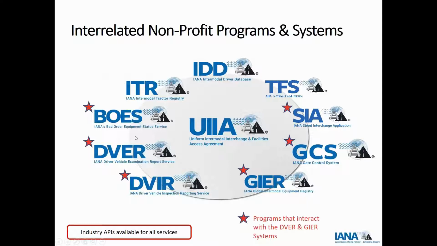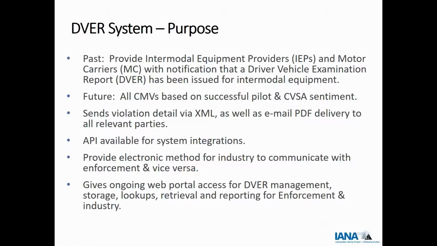This screen shows a snapshot of IANA's suite of information service programs. The programs that you see with the star next to them indicate the interconnectivity that these programs have with one another and that they in some way interact with the DVER and GEAR system. In order for parties to communicate with IANA's services in the most efficient manner, we also offer APIs to all of our services.